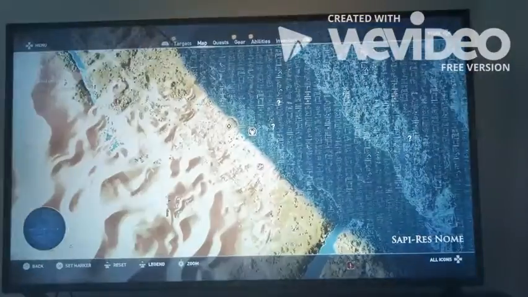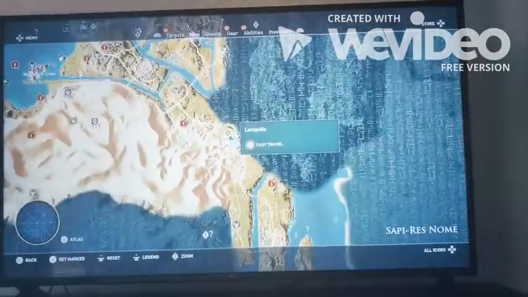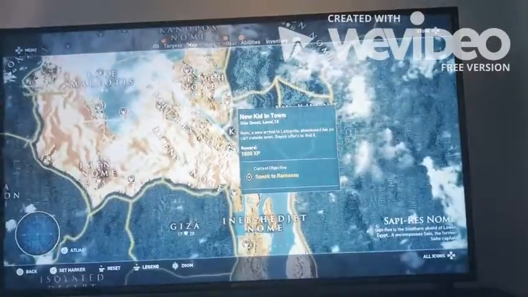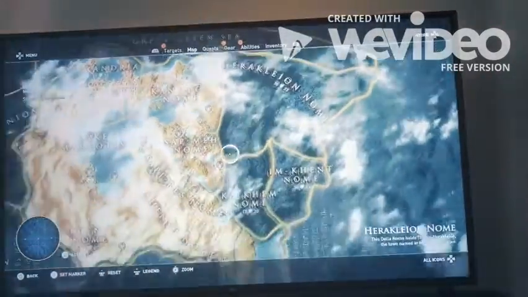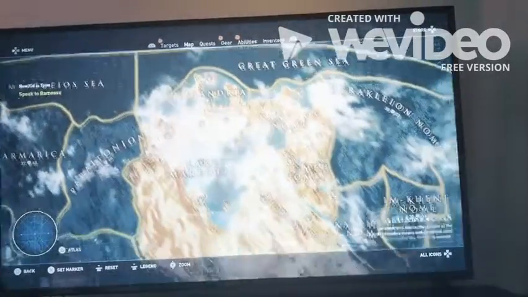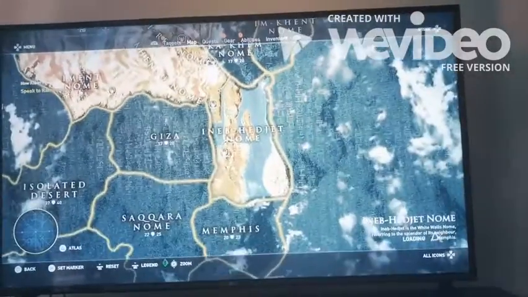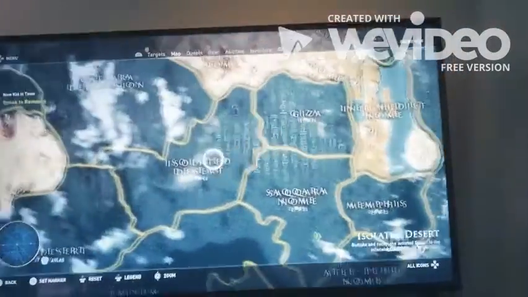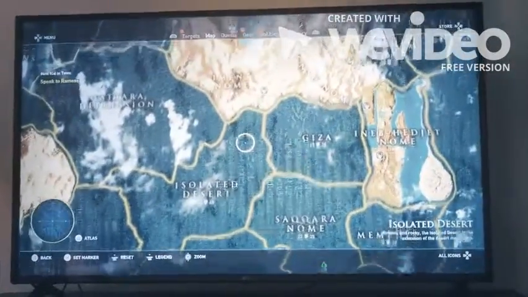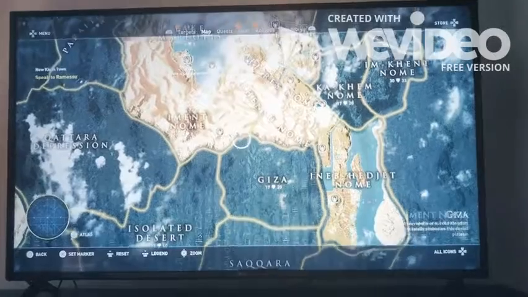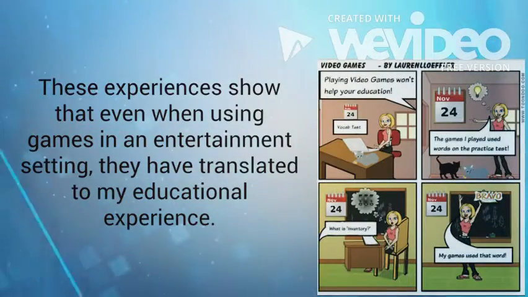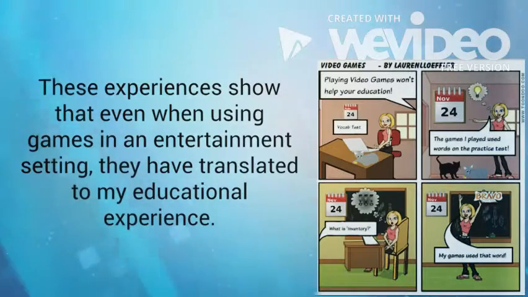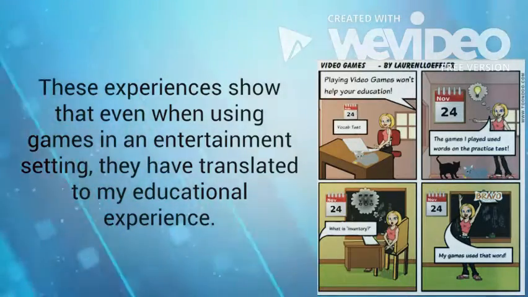Additionally, in a geography class, you'd be very good at ancient Egypt because if you notice, all of these lands are divided into what ancient Egypt's geographical areas were at the time. You have Alexandria, you have Memphis way down here, and I wouldn't know these things unless I was actively playing this game. So instead of having to study it, I actually enjoyed learning about it. These experiences show that even when using games in an entertainment setting, they have translated to my educational experience.